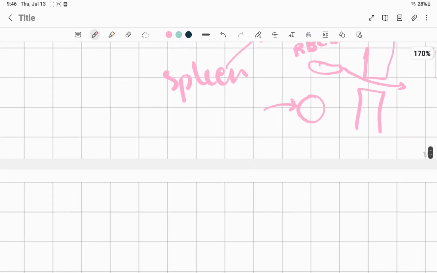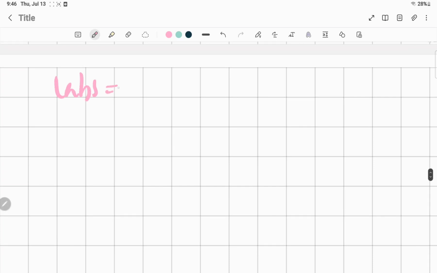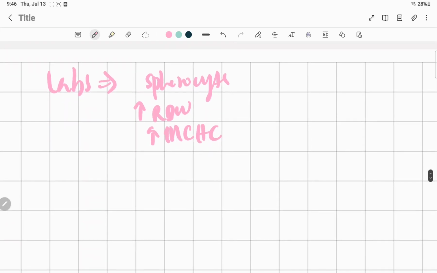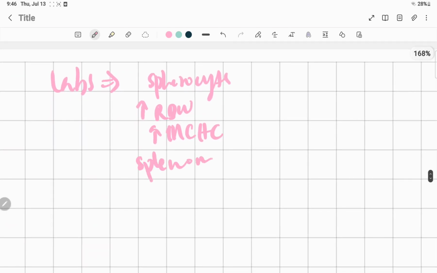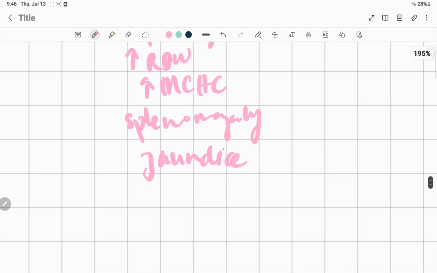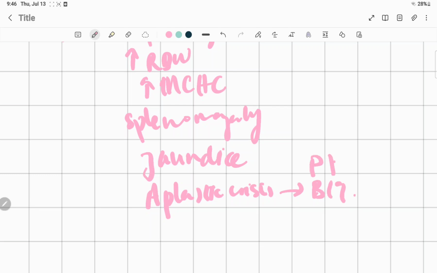So what are you going to find on labs? That's important. On labs, you're going to find spherocytes. You are going to have increased RDW. You're going to have increased MCHC. You're going to also have splenomegaly, because of course the spleen is doing all the job and it's getting big. We're going to have jaundice because a lot of heme is produced due to RBC destruction. We're also going to have aplastic crisis because of parvovirus B19 infection.